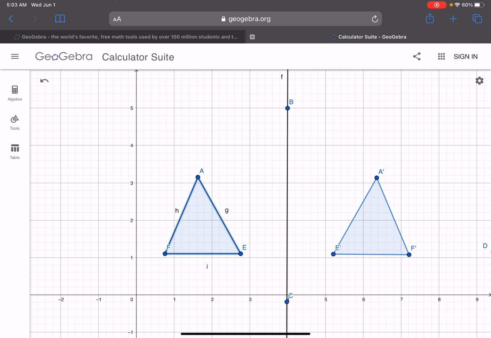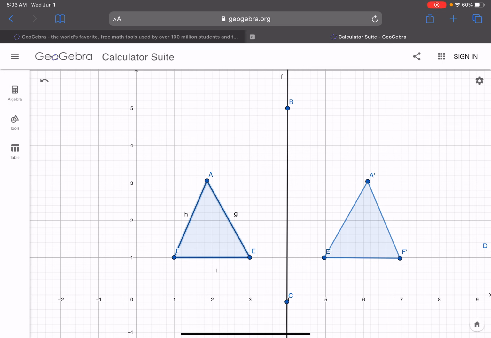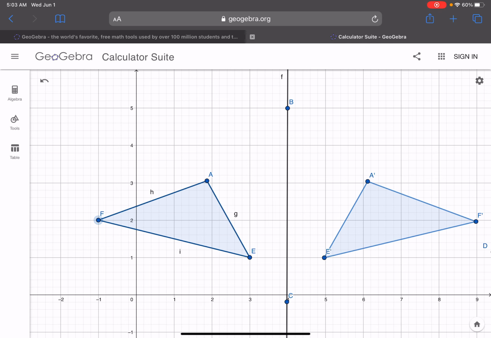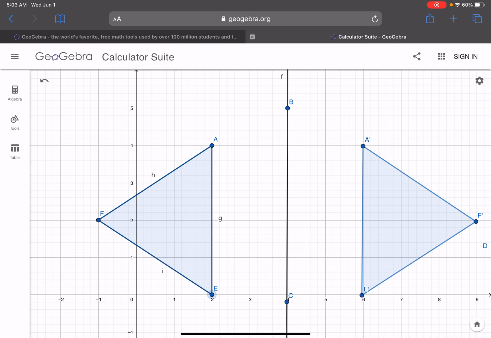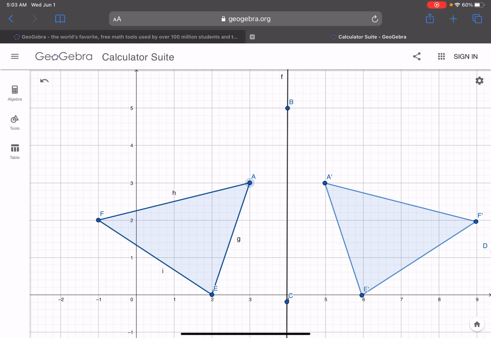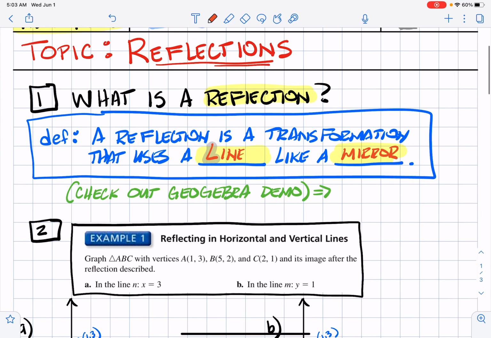So if I just move this triangle around, you can see that no matter what I do, it is reflected on the other side. So we're using that line BC as kind of like a mirror. So think of it like that as what a reflection is. So hopefully that makes some sense to you. Okay, so that's our little demonstration for it.